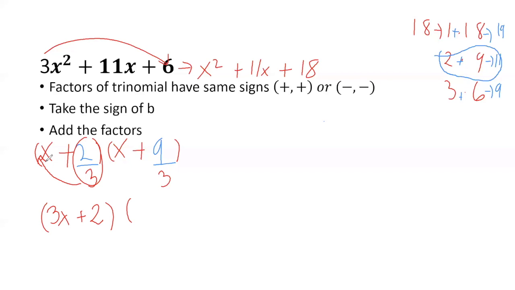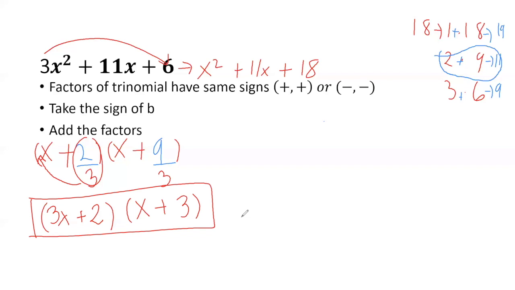Then next, the second fraction, I try to simplify it, 9 over 3, which is 3. So I just need to rewrite x plus 3. Then this is my final answer for this problem. Okay. We will do one more problem.